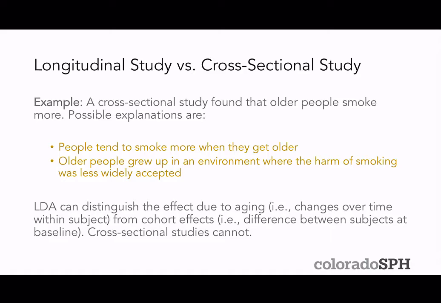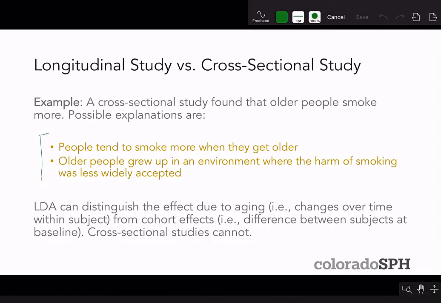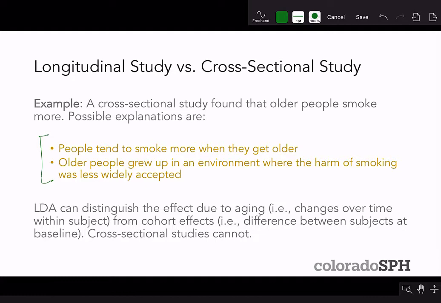For example, consider a cross-sectional study that found that older people smoke more. There are a couple possible explanations for this finding. One is that people tend to smoke more when they get older, but this seems rather unlikely. Another possibility is older people grew up in an environment where the harm of smoking was less widely accepted. And if you just have a cross-sectional study, you can't distinguish between these two different explanations.